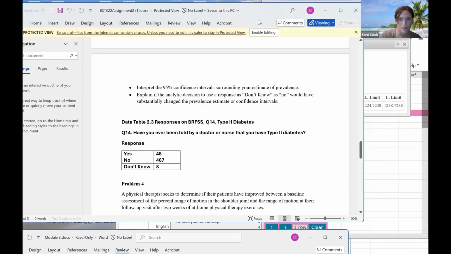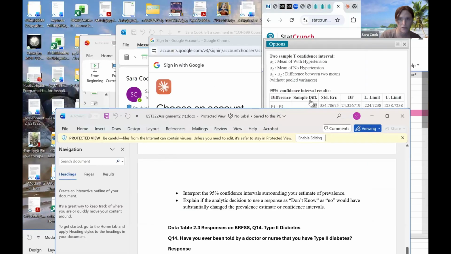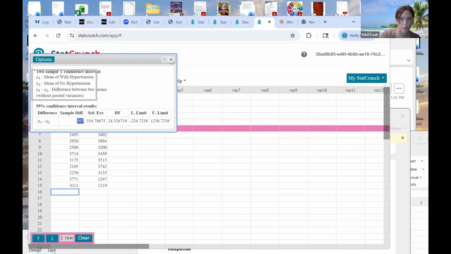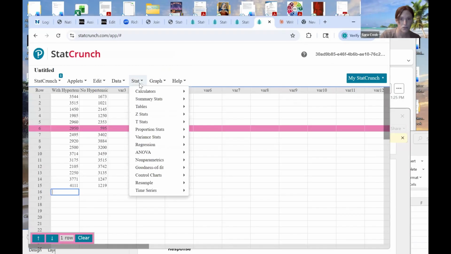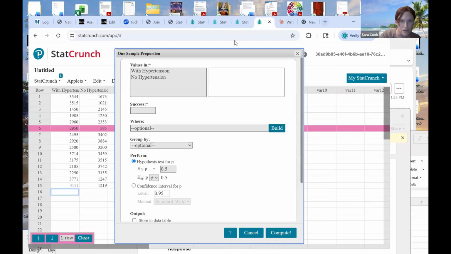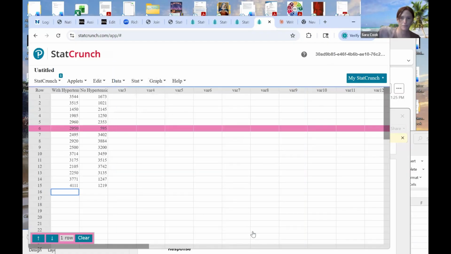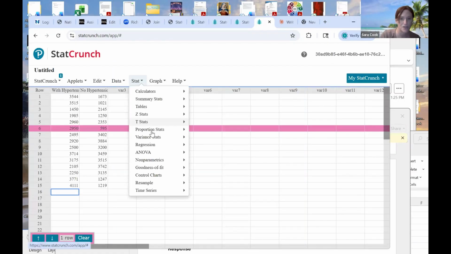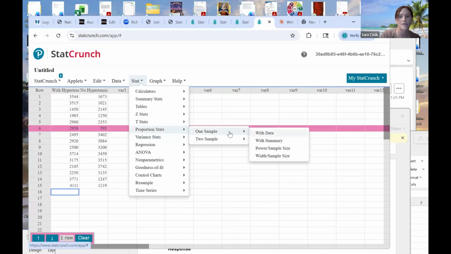And StatCrunch allows us to use data in this format by using the proportion statistics, one sample with data. Okay. So, oops. Oh, I'm sorry. I didn't put my data in. That's why. Oh, sorry. I totally said not that. Not with data. Proportion, one sample with summary.